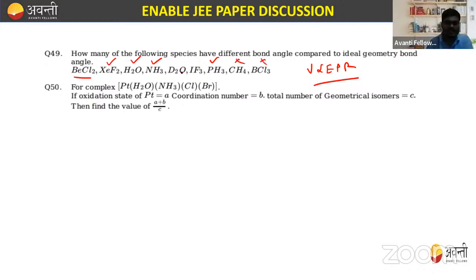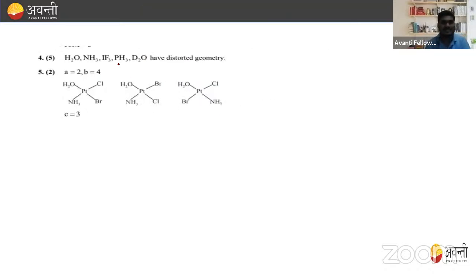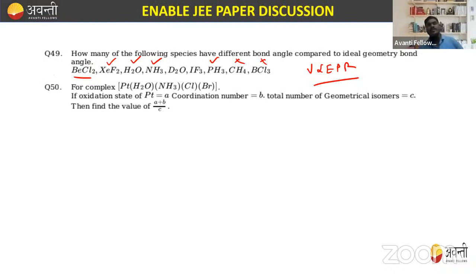So out of how many of these? That is XeF2, H2O, NH3. What about D2O and IF3? Yes, that is H2O, NH3, IF3, PH3, and D2O have a distorted geometry due to presence of lone pair, and they show a different bond angle as compared to their ideal geometry. Right?